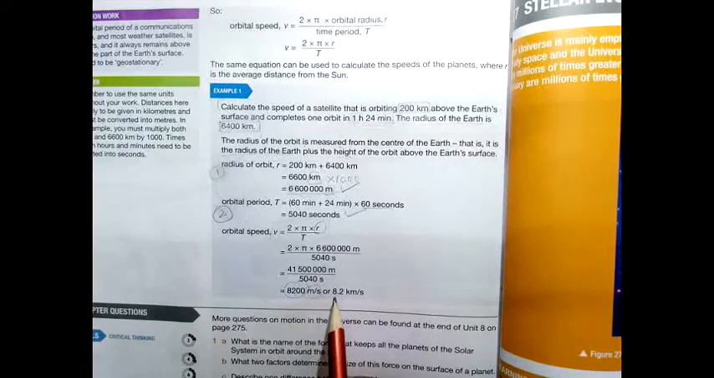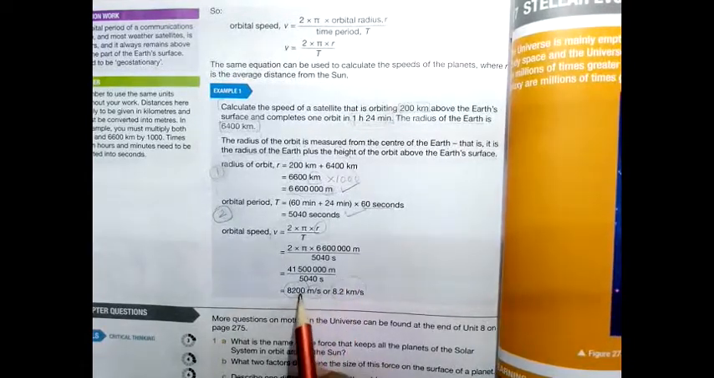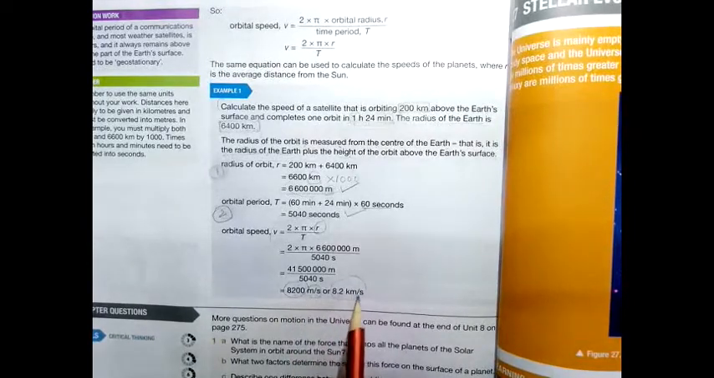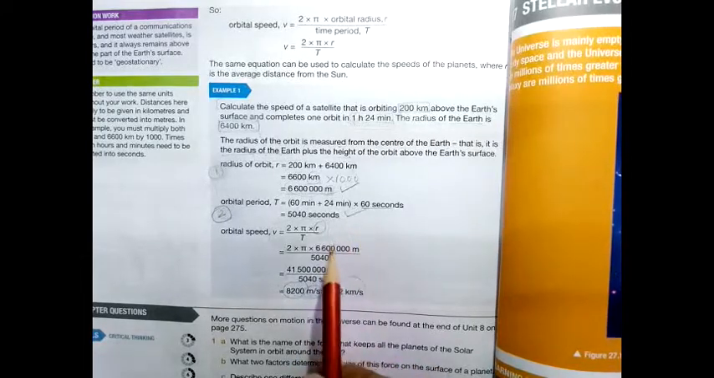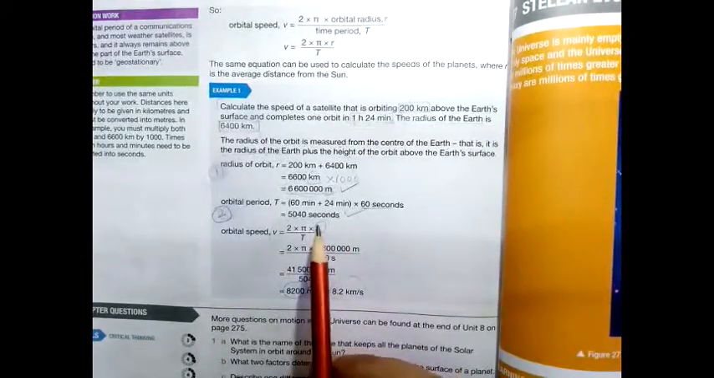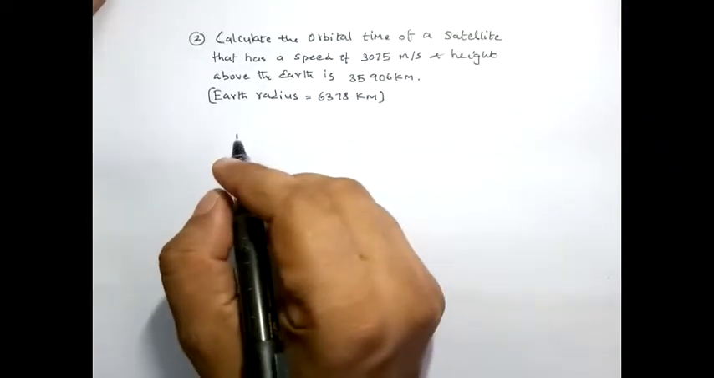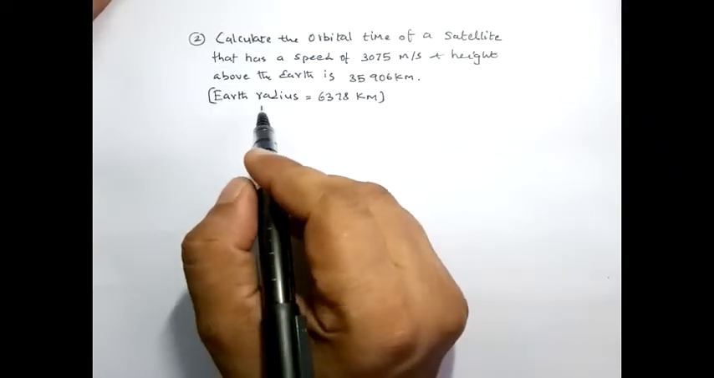Sometimes in the exam they might even ask you to show your answer in kilometers per second. You just have to convert this answer, which is in meters per second, into kilometers per second, and that's it. It is as simple as that. Okay, boys and girls, now I'm going to work out this question.